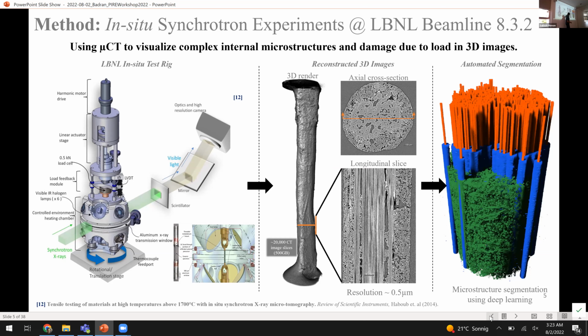So you could section this and you get a cross-sectional view or a longitudinal view. And the aim here is trying to extract this data with an automated algorithm so that we understand where are the fibers, where are the matrix, and potentially where are the damage and how to model it.